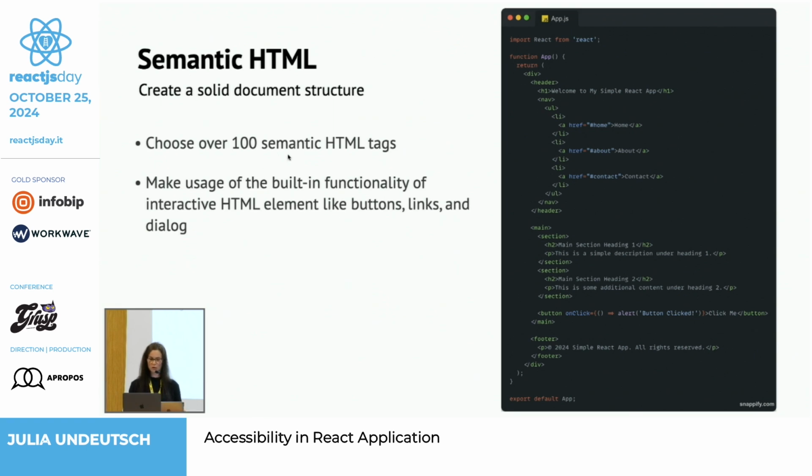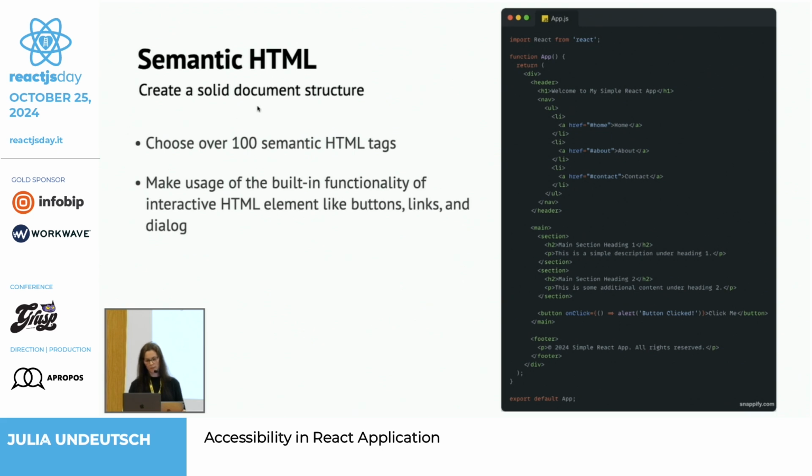And you can choose from over 100 semantic HTML tags, and I assume most of us only use about 10 and only know about 20, but there are in fact more than 100 semantic HTML tags. The good thing about it is that interactive HTML elements like a button or a link or a dialog have built-in functionality. So you do not have to write functions like: when you click, then a focus should appear, because this is already implemented natively.